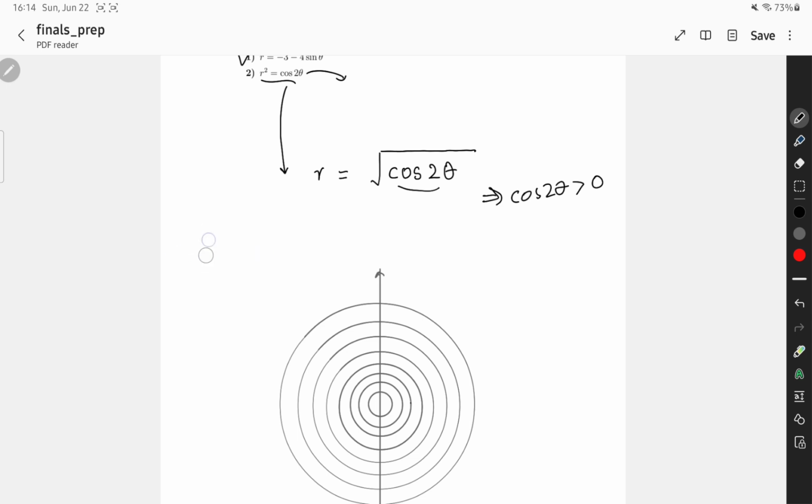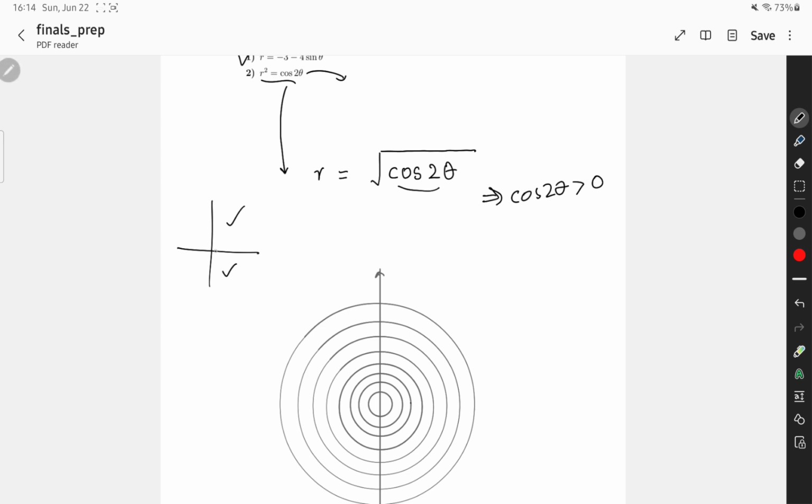So that's the question. First of all, let's see where cos theta is positive. Here, and then in this quadrant. These are the two quadrants where cos theta is positive. Where is cos 2 theta positive? Let's see.